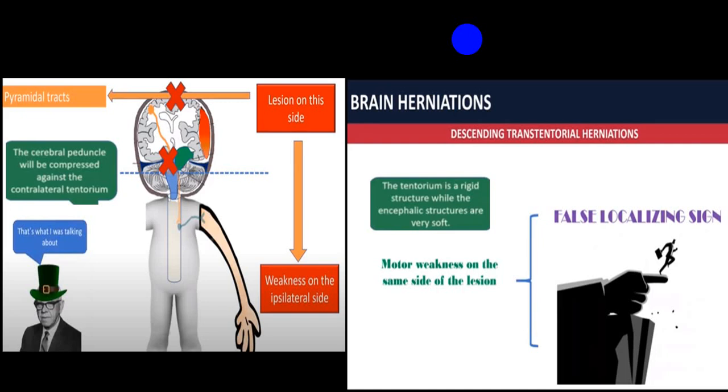So do remember this. This can be a false localizing sign. So always remember that. And during uncal herniation, you can have an ipsilateral sixth cranial nerve palsy, quite common.